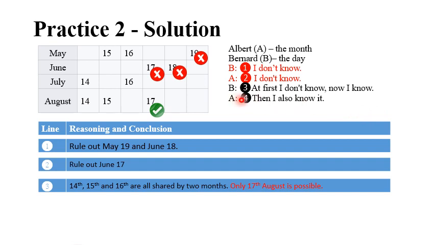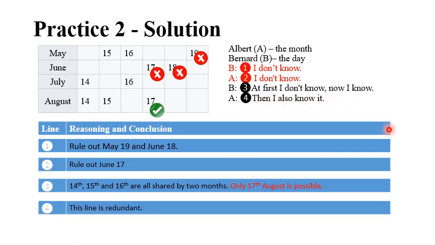Now we can see actually for line 4, when Bernard said, then I also know it, this line is redundant. So the answer is August the 17th. Did you get it?